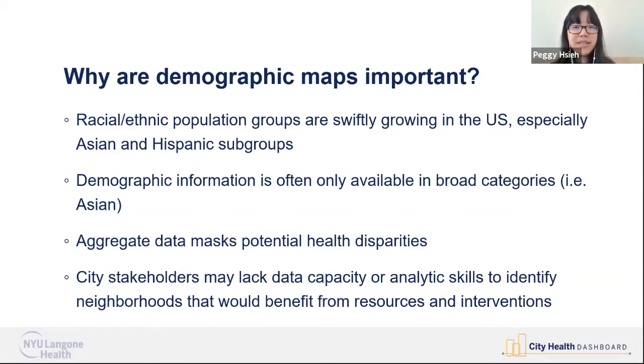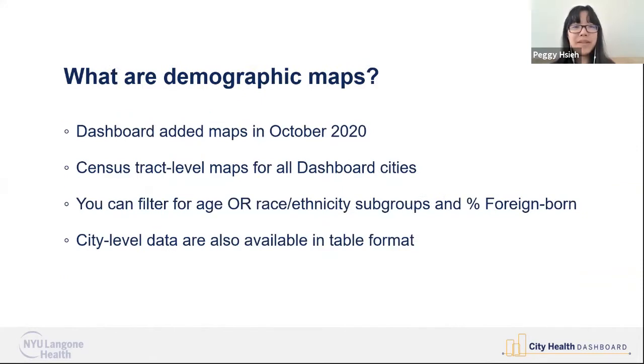And so to address this gap and the importance of having more granular data, the dashboard added demographic maps to the site. We added them in October 2020. They include census tract level maps for all of our dashboard cities. We use census tract as a proxy for neighborhood. And for these maps, you're able to filter for age or race ethnicity subgroups and percent foreign born. In the following slides, I will walk through how that works. And then in addition to these census tract level maps, we also have city level data provided in table formats, which again, you'll see in a later slide.